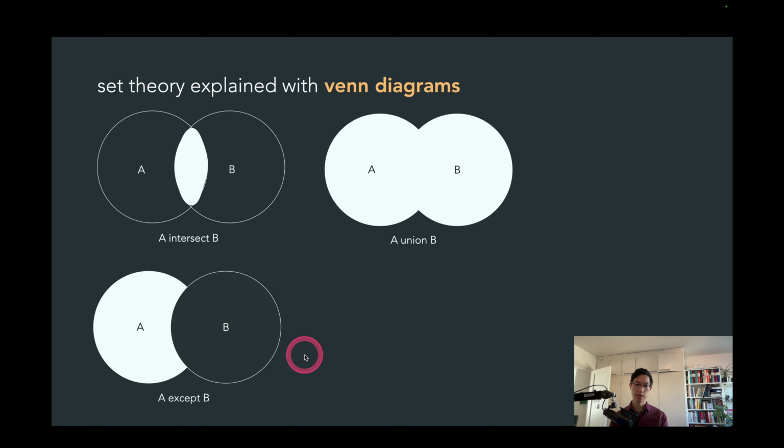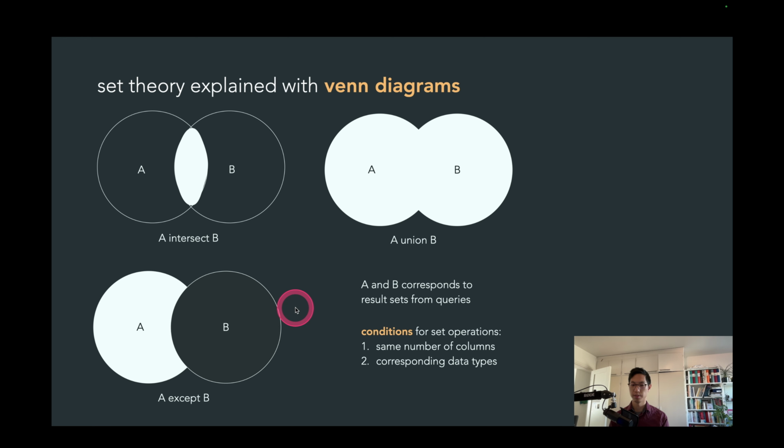There's also except. So here, A except B, we have A, and we remove the part that also exists in B, so that we only get those that are only in A, that are not in B, right? So A and B correspond to result sets from queries. You will see that soon in some examples.